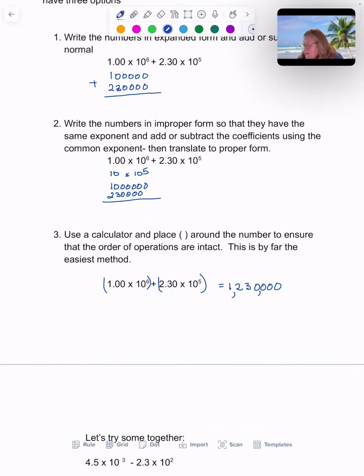Nice and fast. I could take this back to scientific notation. You have another really cool button on your calculator, hopefully. It's called a mode button. If you press your mode button, you're going to see a screen that tells you what functions. You're going to have a normal, an SCI, or an ENG. If you arrow over and lock it in SCI, it's going to give you all of your answers in scientific notation. And this one comes out to be 1.23 times 10 to the 6.